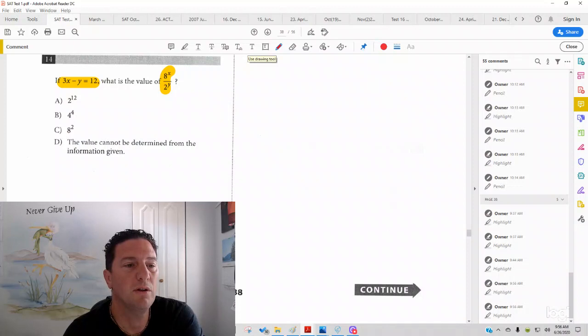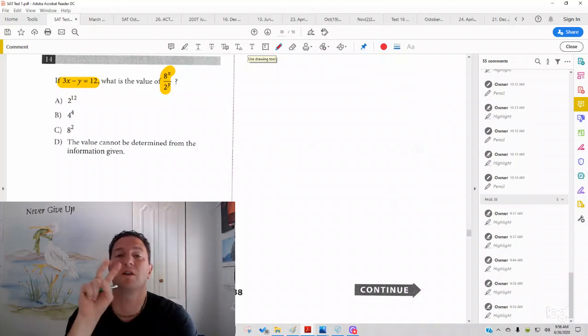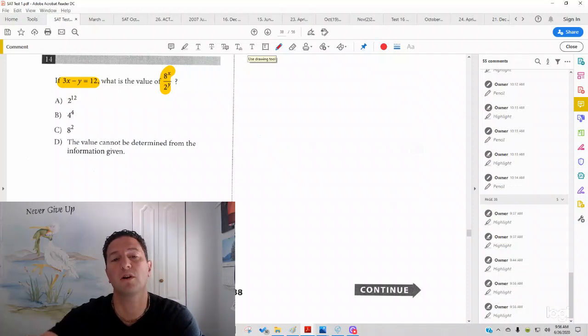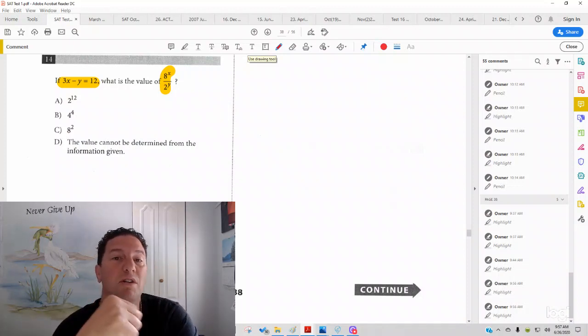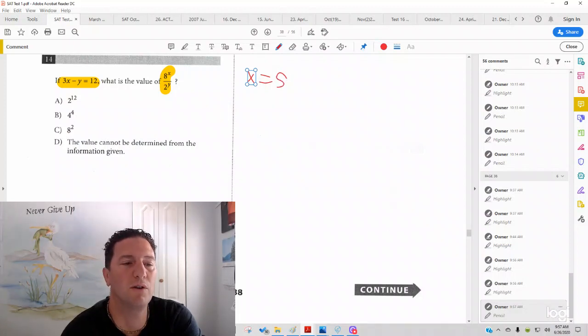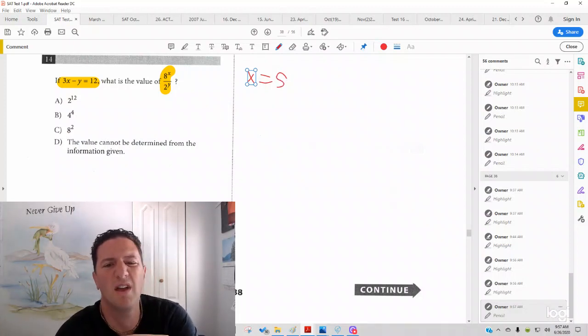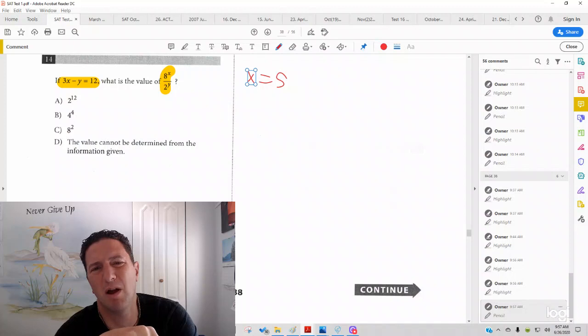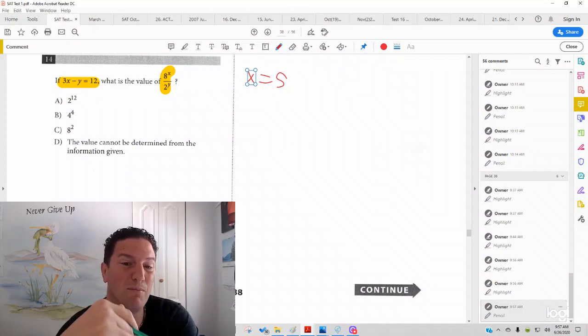So if we look at 3x minus y equals 12, what we have is one equation and two variables. Whenever you have one equation and two variables, what you could do is pick a number for one of them and then solve for the other one. So let's say I make x equal 5. Now, you might say, why am I making x equal 5? Because I want both my x and my y to be positive, if possible.